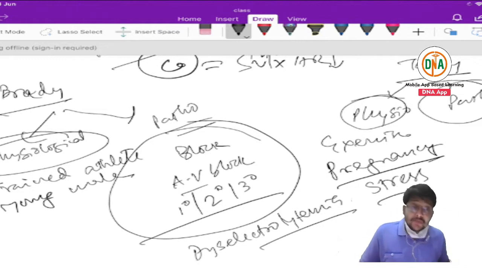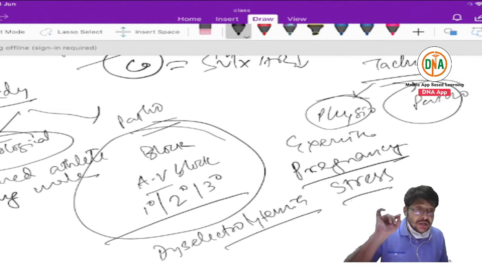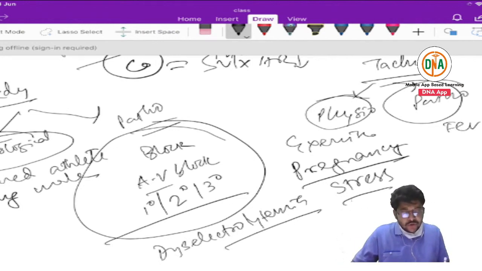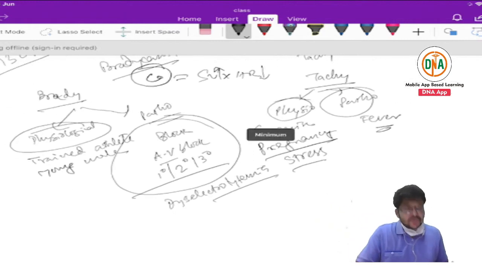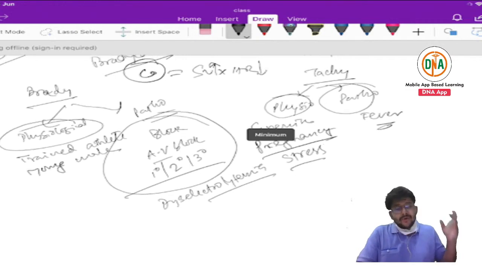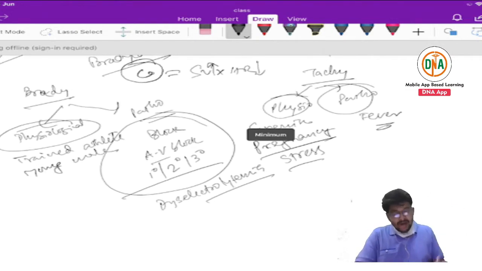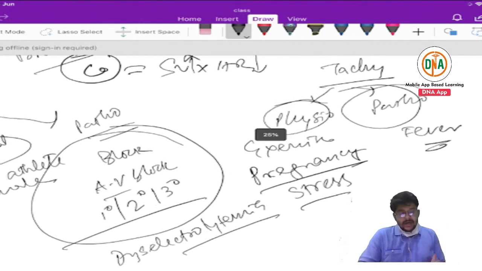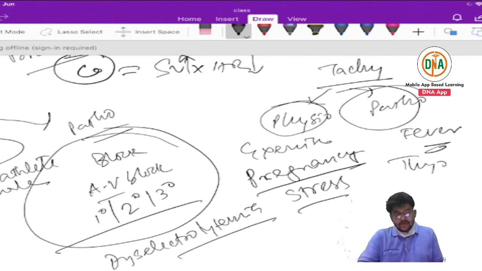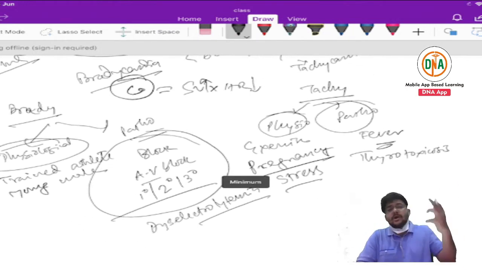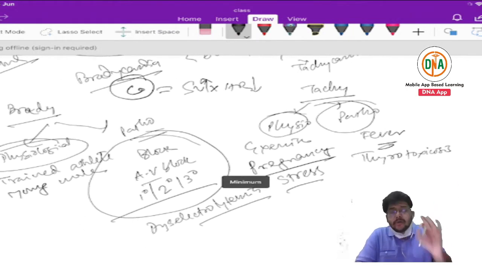But there is pathological tachycardia also. And pathological tachycardia is actually caused by diseases. The most common diseases or symptoms which can cause pathological tachycardia: fever. Now, we all know the whole of India is going through this COVID crisis, and fever is one of the chief symptoms of COVID. So fever can cause pathological tachycardia. Apart from that, there is a chance of thyrotoxicosis. What is that? Thyrotoxicosis is a part of thyroid storm, hyperthyroidism. The thyroid gland is the metabolically active gland.